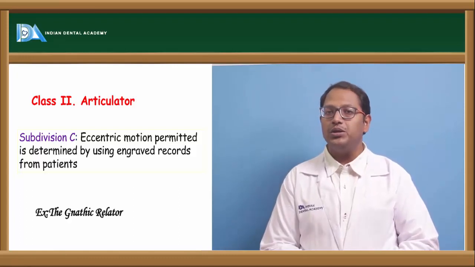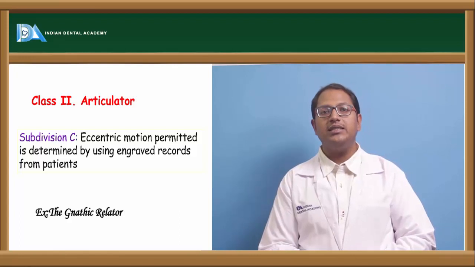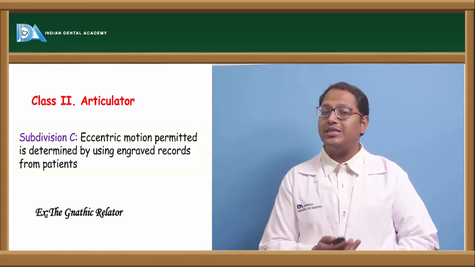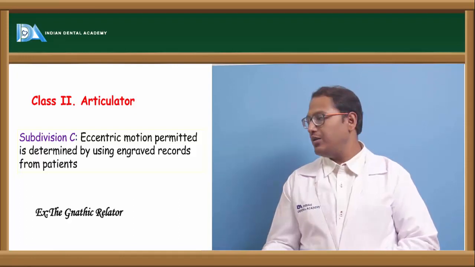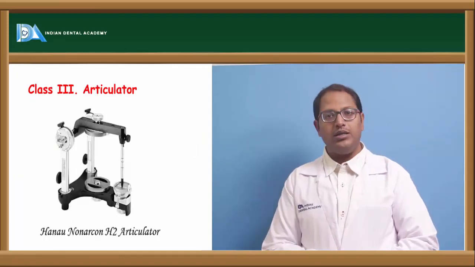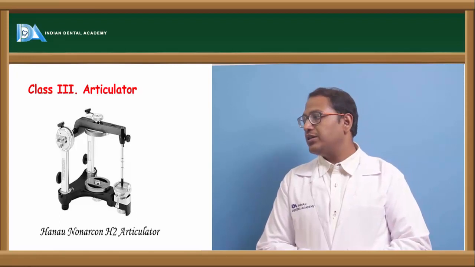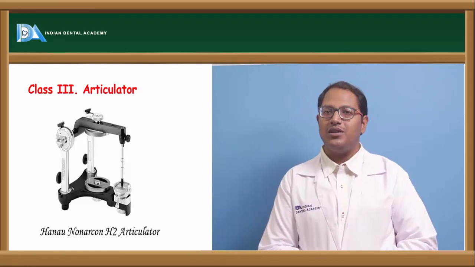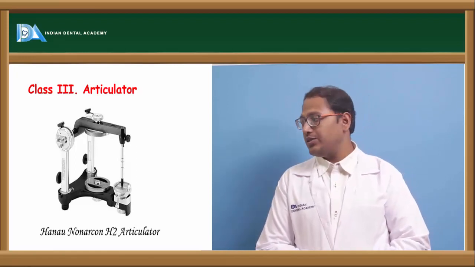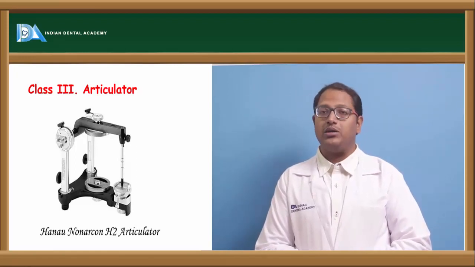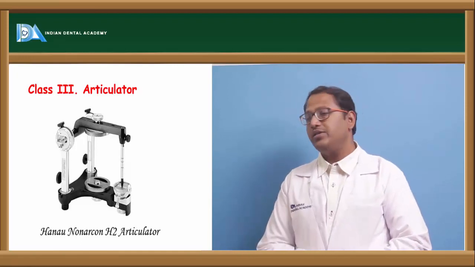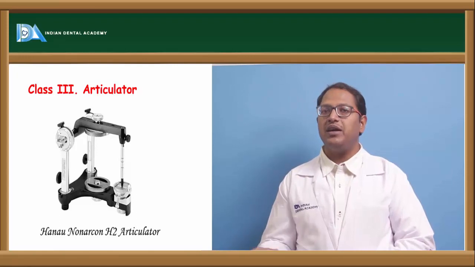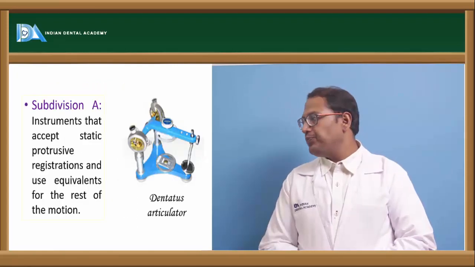Subdivision C is where eccentric motion permitted is determined using records from the patient. Now what new technology came up? They started taking a wax record of the particular patient, and that was simulated and mounted on the articulator. Like the gnathic articulators, these were used. Coming to the class 3 articulators, almost all the articulators that we use in day-to-day life today are class 3 articulators, like the Hanau non-Arcon H2 articulators. We even have the Hanau Arcon articulators, which are most widely used today, made by the Whip Mix company.